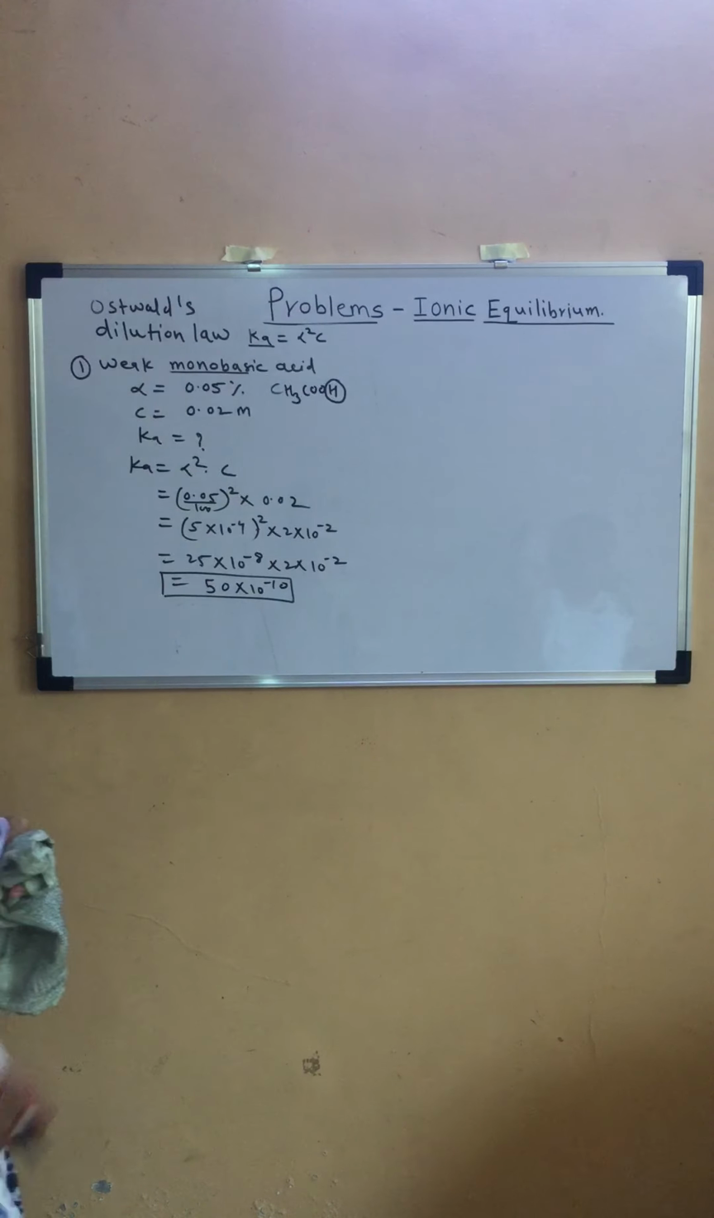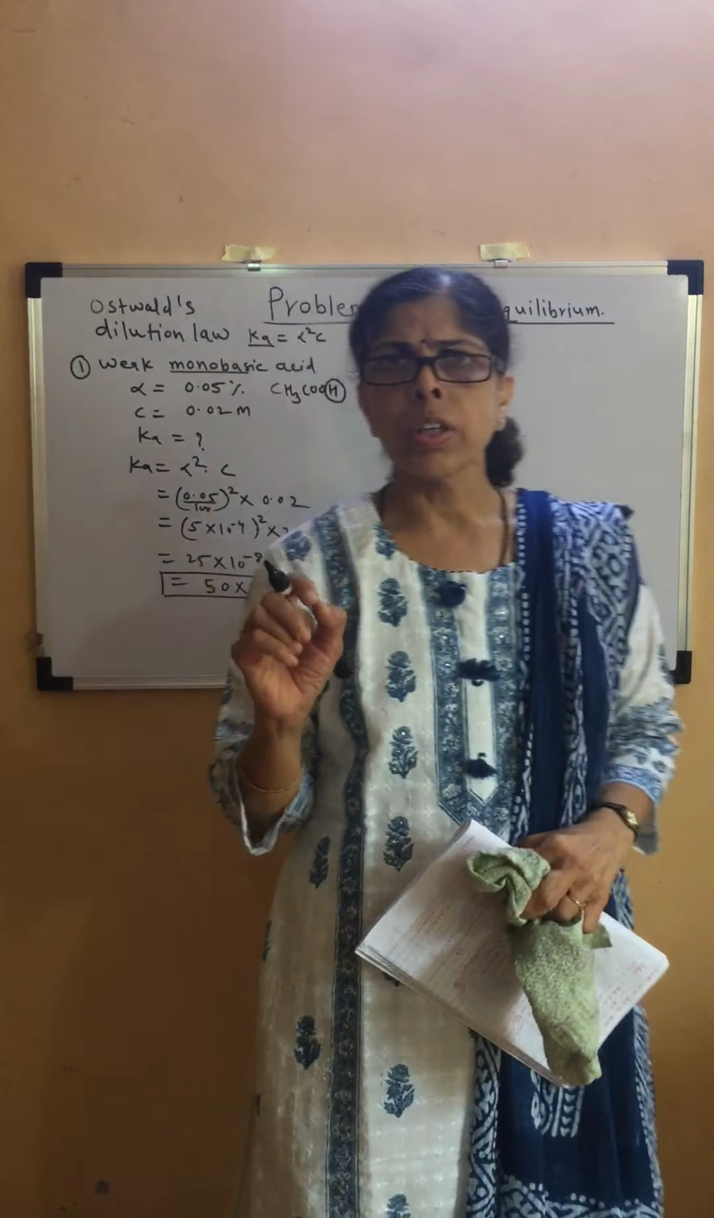Just see, we wrote the formula, we substituted the values and solved the problem. Now like that, based on Ostwald's dilution law, we will go for the second problem. What is the second problem? Again we have a weak monobasic acid.